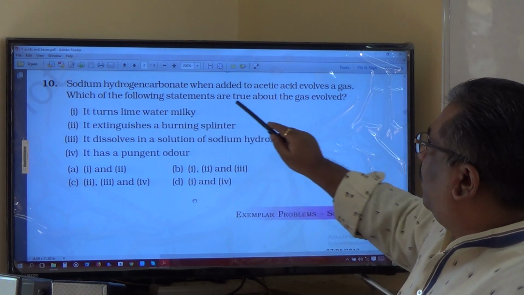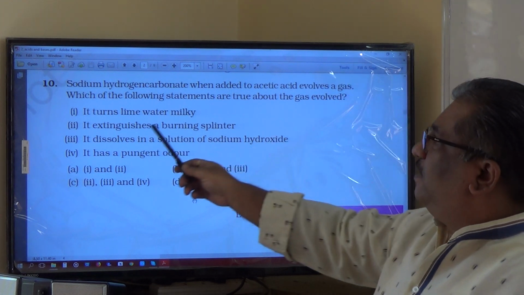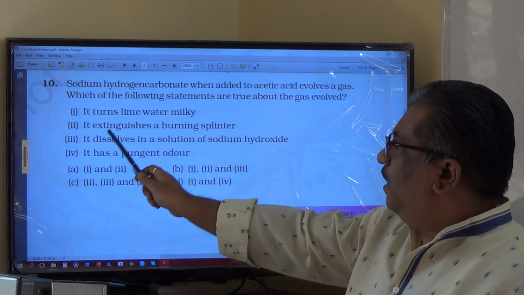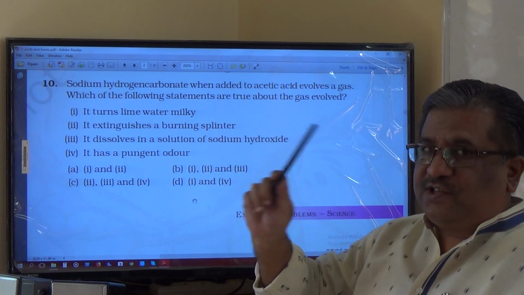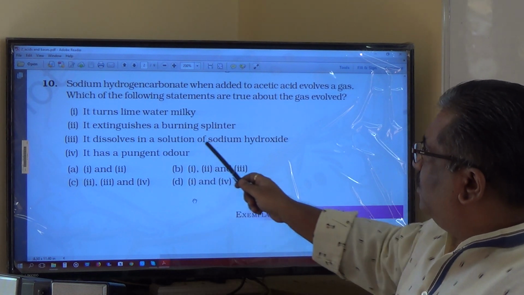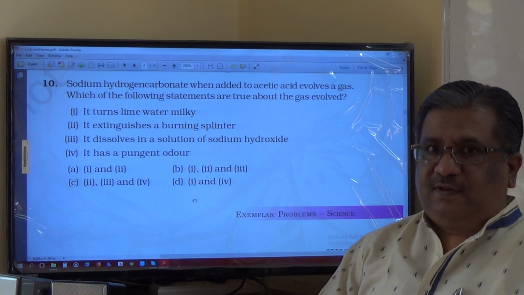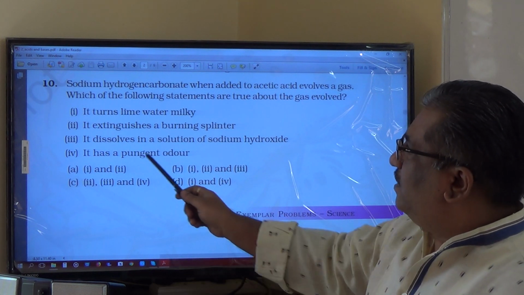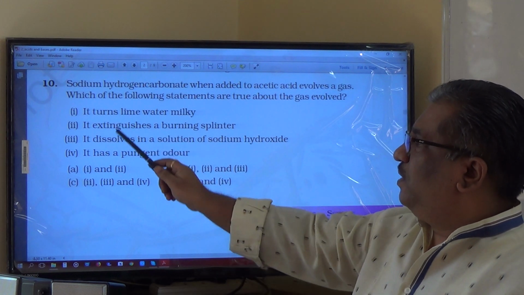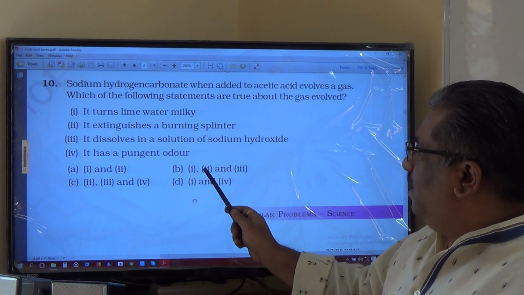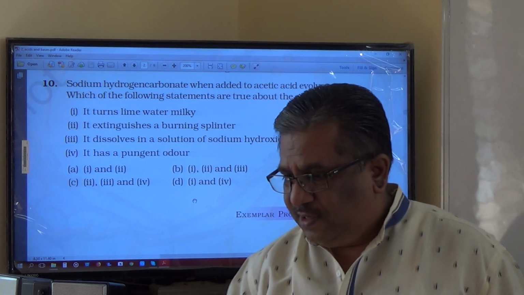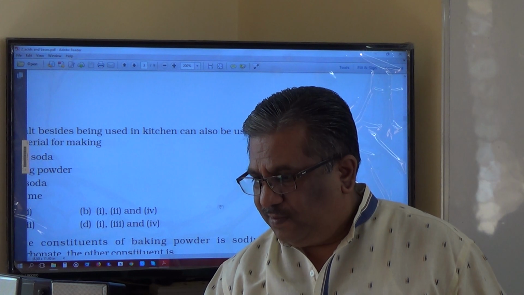So, which of the following statements are true about the gas evolved? It turns lime water milky? Yes. It extinguishes burning splinter? Yes, CO2 extinguishes. It dissolves in a solution of sodium hydroxide? Yes, it dissolves in sodium hydroxide. It has a pungent odor? No. 1, 2, 3 are correct. Answer B is the correct answer for this. Okay. Can we go to the next one?